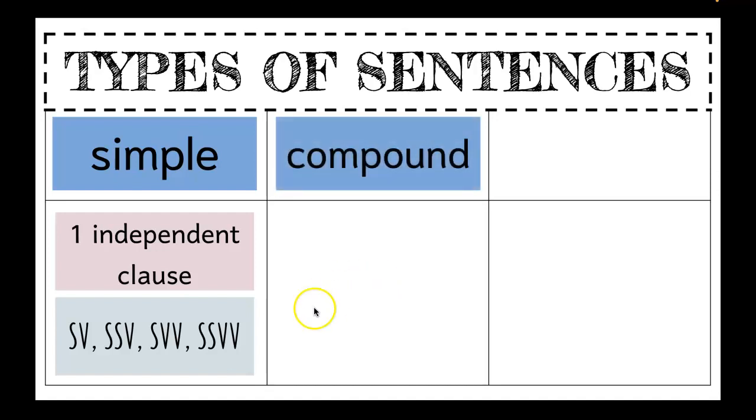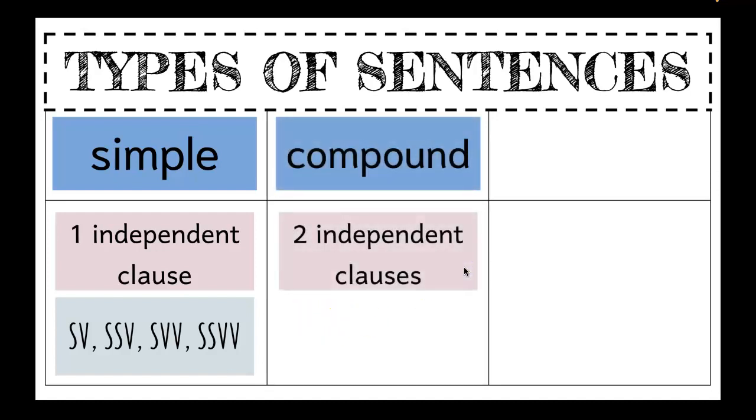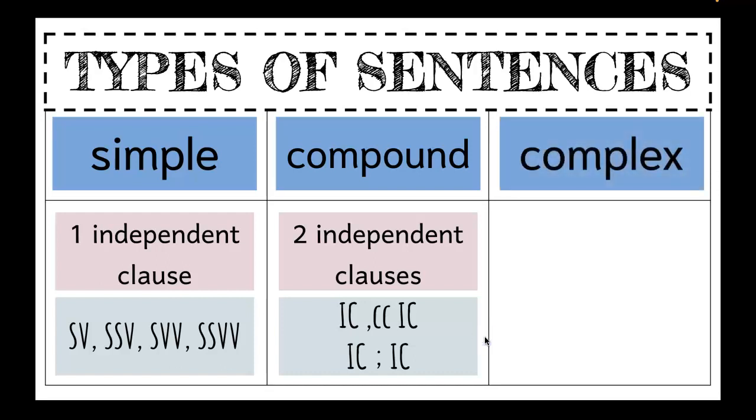A compound sentence has two independent clauses. Think of a compound word. And it could be independent clauses separated with a comma and a coordinating conjunction, or a semicolon could take the place of both that comma and conjunction. And then the new thing we started talking about in December were complex sentences.